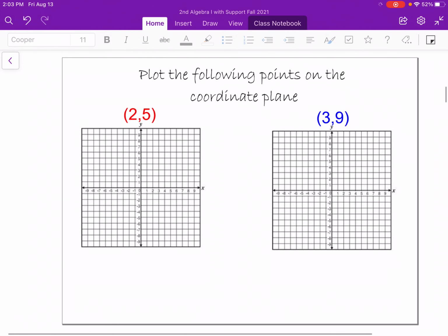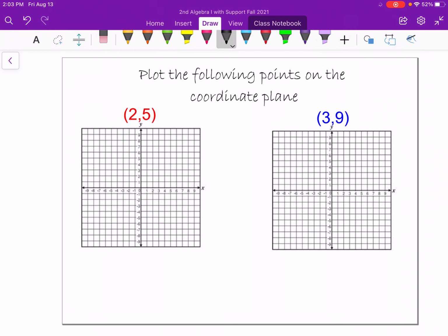So we're going to plot the following points on the coordinate plane. So 2, 5. So here's my 2. There's that line there. And then 5 along on the y-axis right here. So my point 2, 5 is right there. 3, 9, same idea. So 3 is here on my x-axis, and 9 is here on my y-axis. So my point is where they intersect at 3, 9 right there.